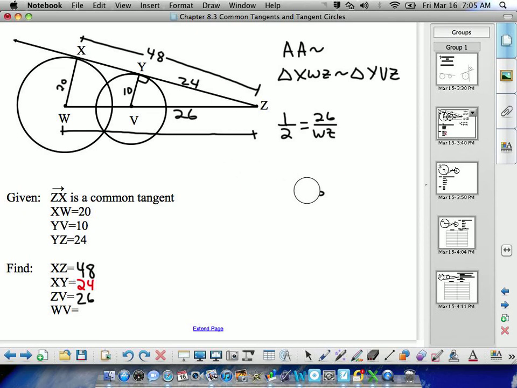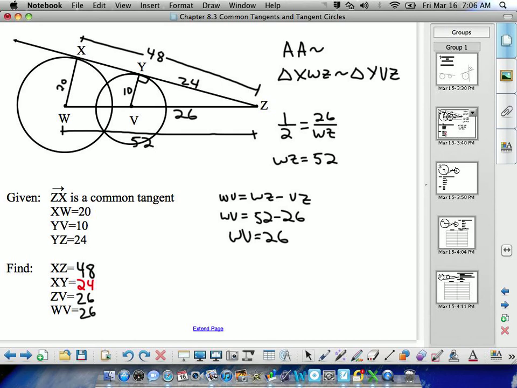Cross multiply. WZ times 1 is just WZ. 2 times 26 is 52. So if WZ is 52, then WV is equal to WZ minus VZ. So WV would be equal to WZ, which is 52, minus 26, which is 26.